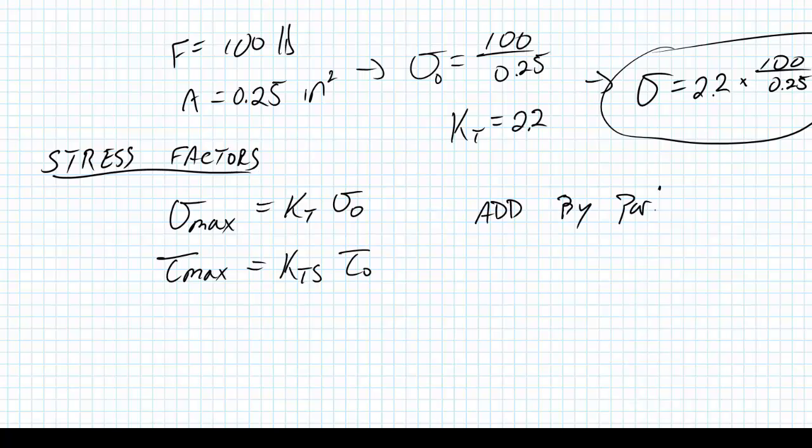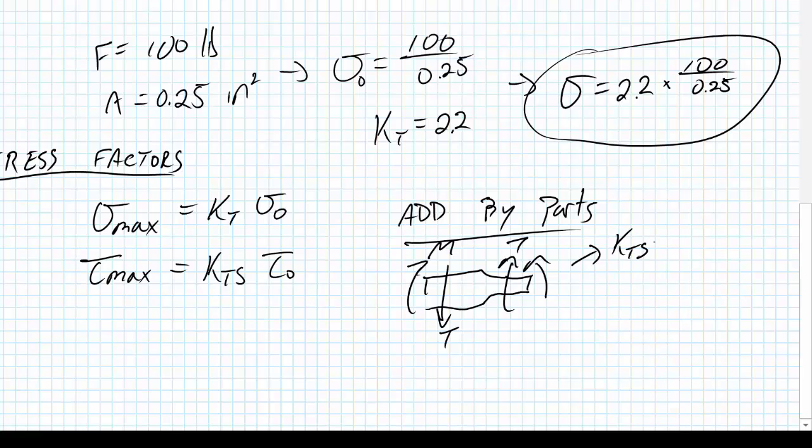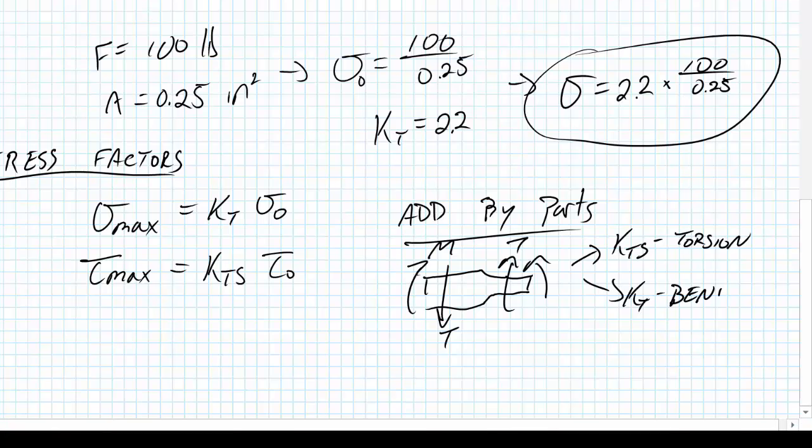We add it by parts, meaning if we have this situation, which is very common, a round shaft with a fillet that is under both bending and torsion, then we're going to get a KTS from the torsion loading, and we're going to get a KT from the bending loading. And if there was an axial force, we'd have another KT from the axial portion.